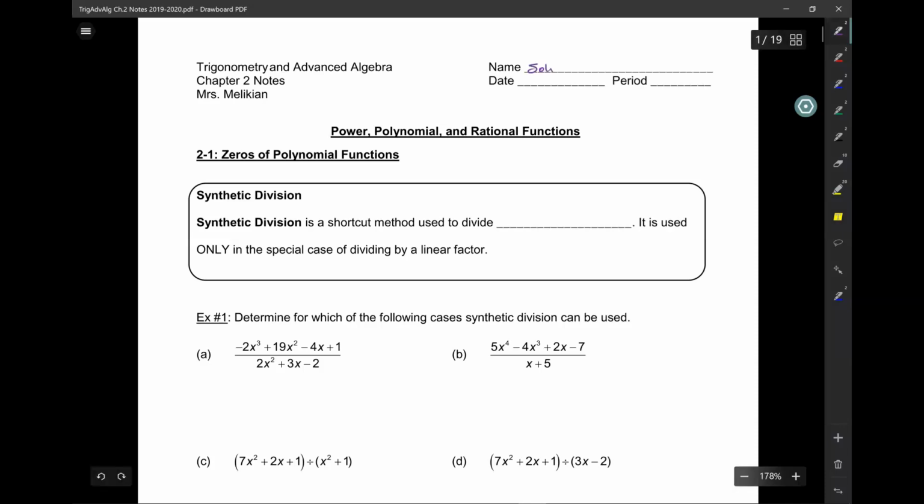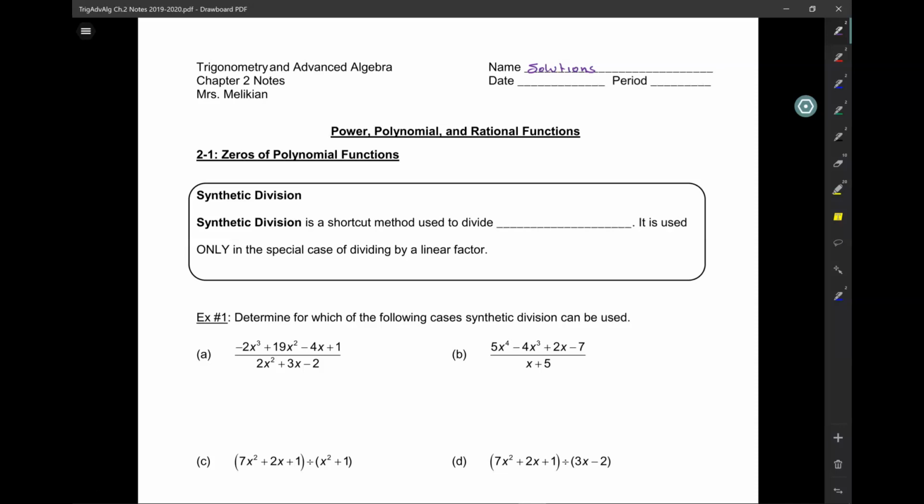So, we're going to start again with section 2.1, but I've split it up, like I have for previous sections. And in doing so, I've had to modify the homework as well. So you're going to have a handout for homework today. I know you guys like those handouts. So here we go.